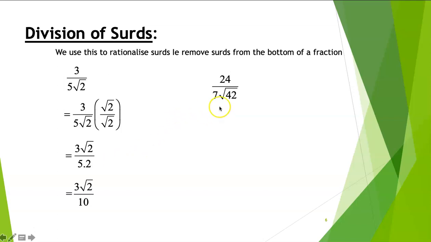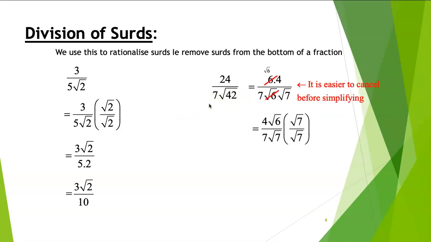Now the next one, again, you multiply by this. You can simplify this further first, or you can just multiply by the square root of 7, and that gives you the answer. Now some people will say, why didn't we multiply by the square root of 42? Yes, you can. It's just the number will be bigger, but you can still multiply numerator and denominator by the square root of 42, and then by simplifying, you'll end up with the same answer.